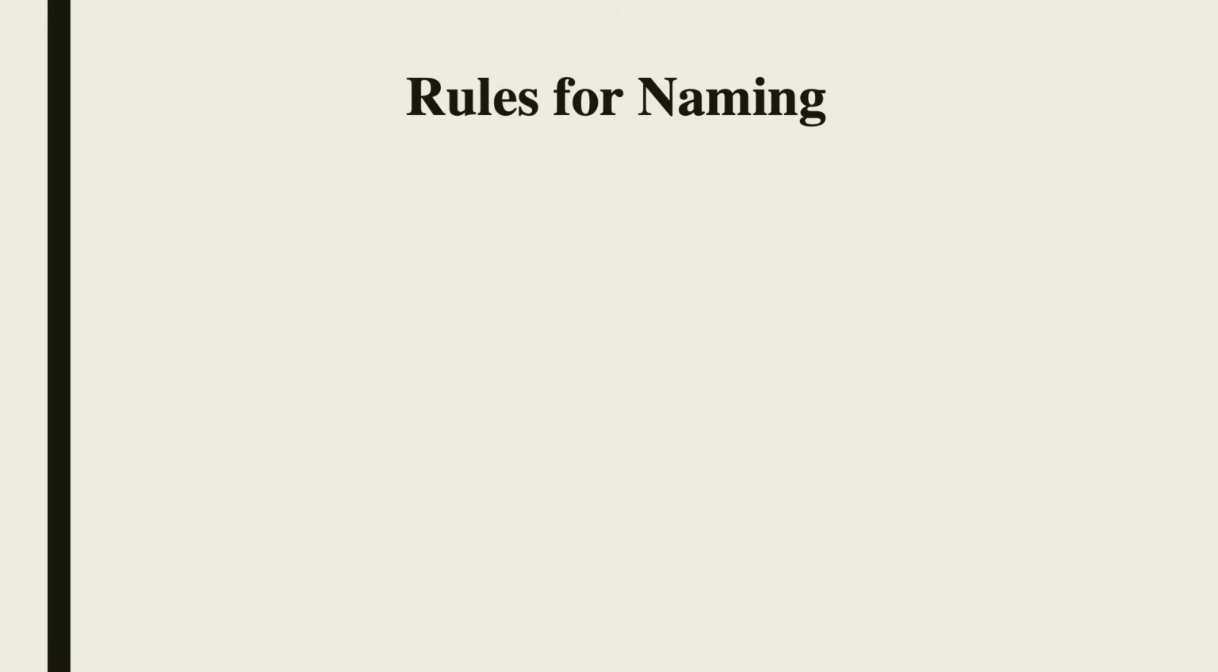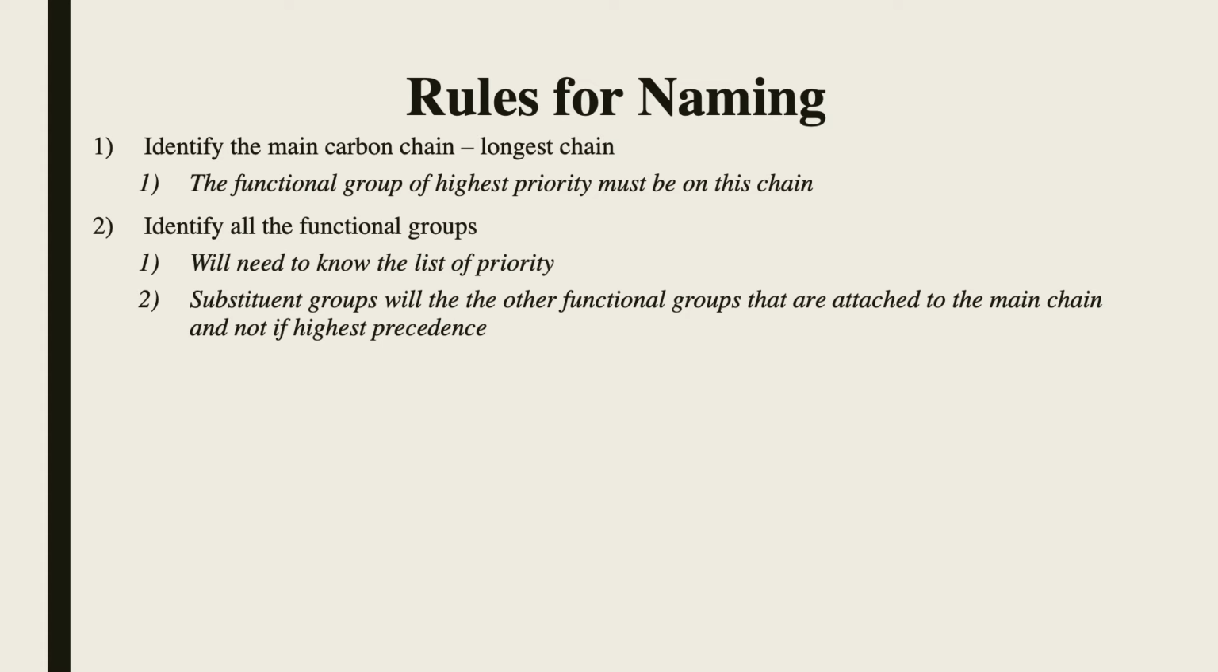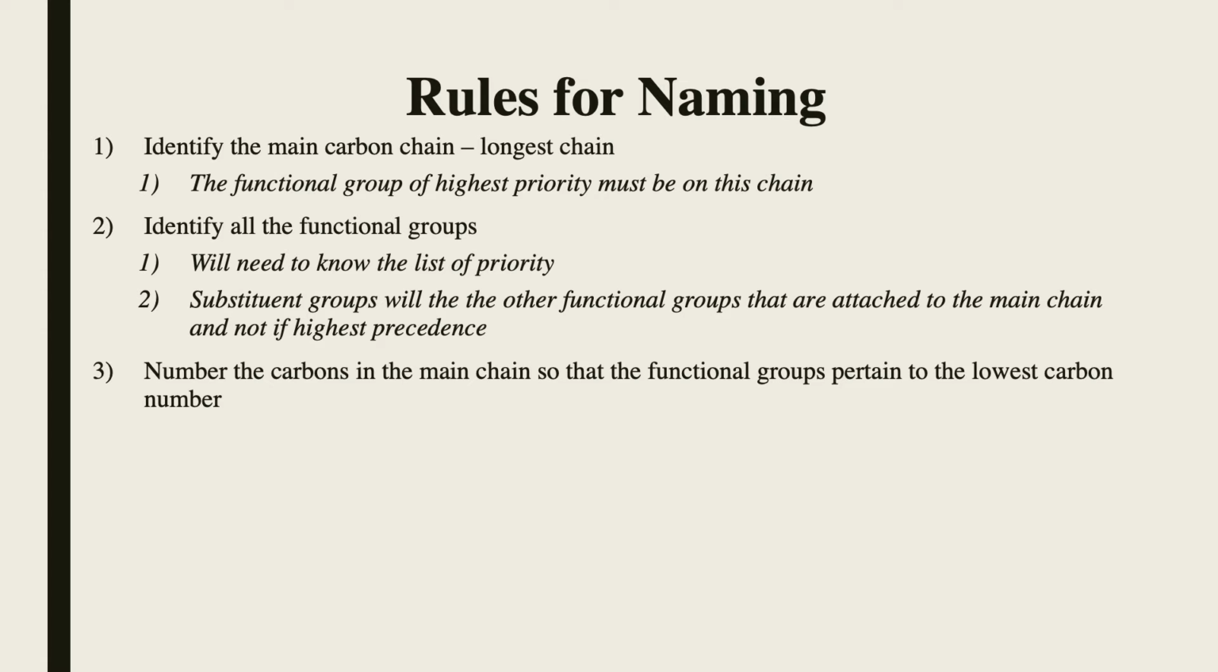Rules for naming. Firstly, we must identify the main carbon chain, which is going to be the longest chain, and the functional group of highest priority must be on this chain. We will go over the list of priority shortly. Secondly, we must identify all the functional groups as well as the substituent groups that will be attached to the main carbon chain. Thirdly, we're going to number the carbons in the main chain so that the functional group of highest precedence has the lowest carbon number.